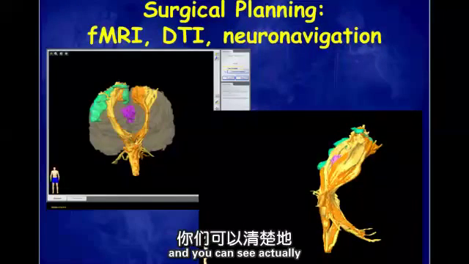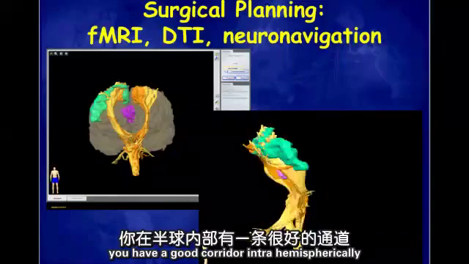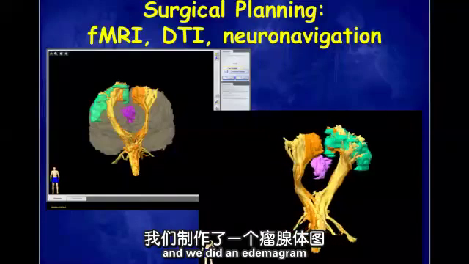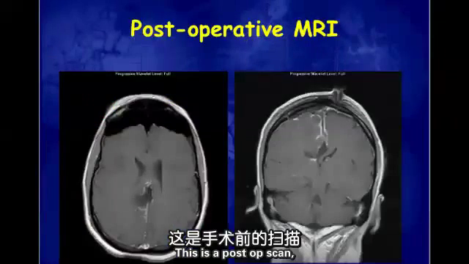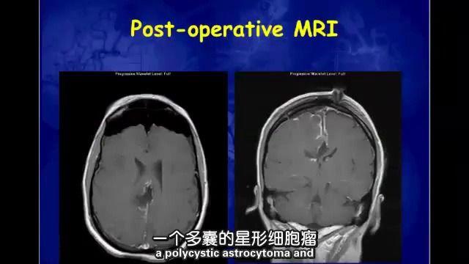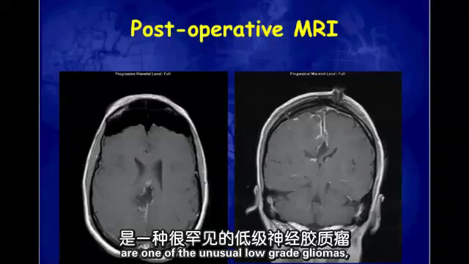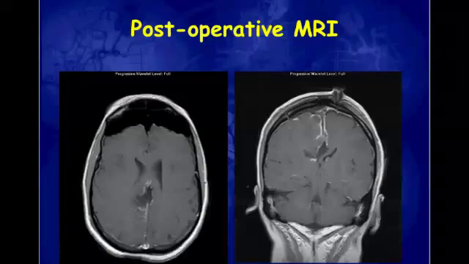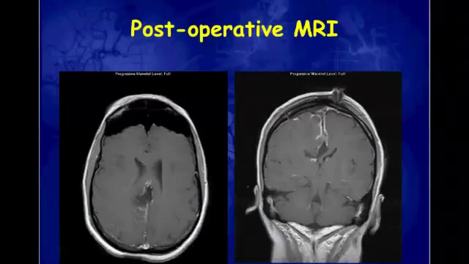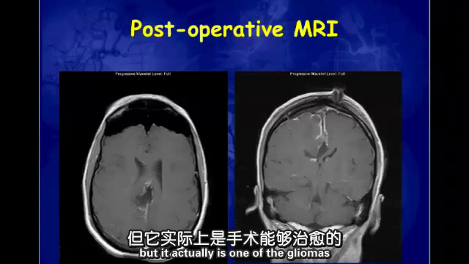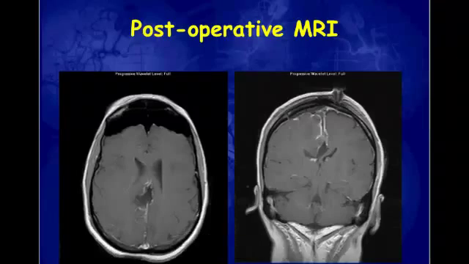And you can see actually, from the brain lab mapping, you have a good corridor interhemispherically. And we did a venogram and mapped out all the veins and got out the tumor. This is the post-op scan. This actually turned out to be a pilocytic astrocytoma. And pilocytic astrocytomas are one of the unusual low-grade gliomas. It's actually a grade 1 glioma that contrast enhances. So there, it sometimes looks like a higher grade tumor, but it actually is one of the gliomas that is surgically curable if you could take it out.